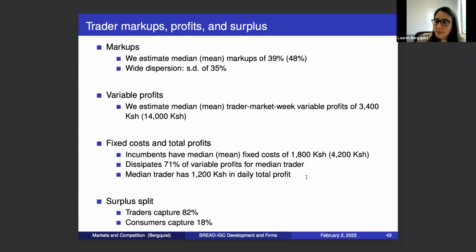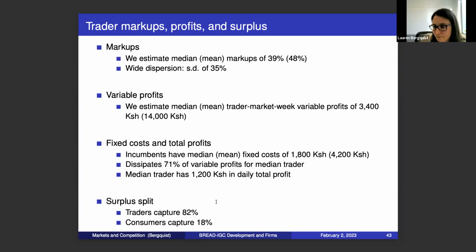However, there's lots of variability across traders. The largest traders, who are serving the largest part of the market, are making really large profits. So the take home here is that even though the median trader is not making huge profits, the typical consumer is being served by a trader who is. When you think about total surplus in the market, traders are capturing over 80% of it.